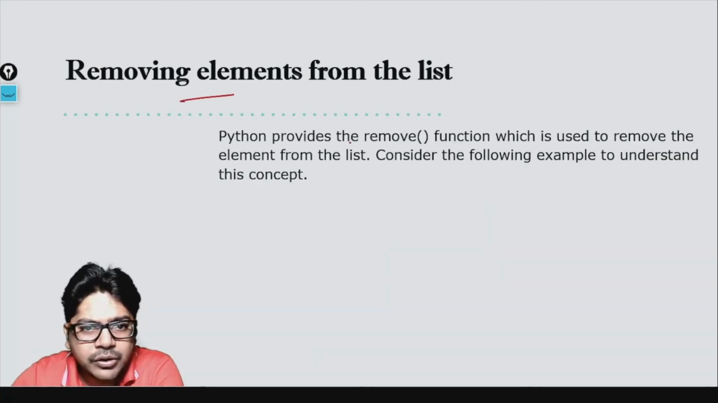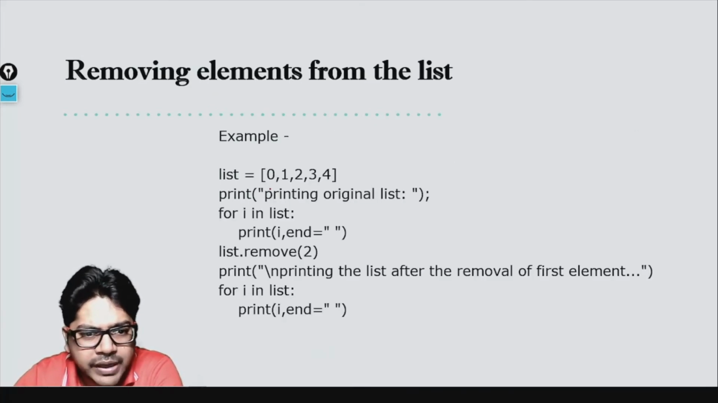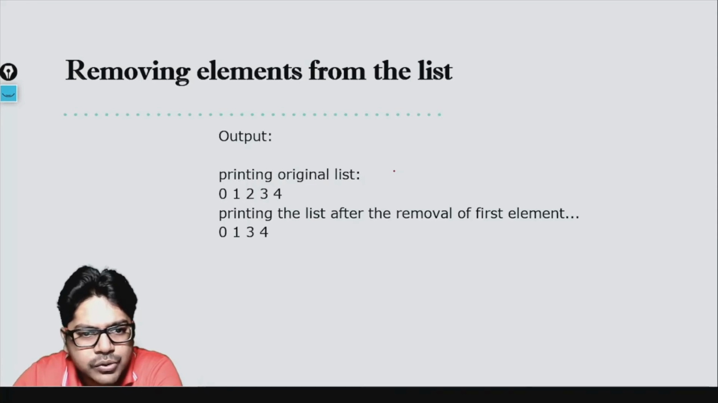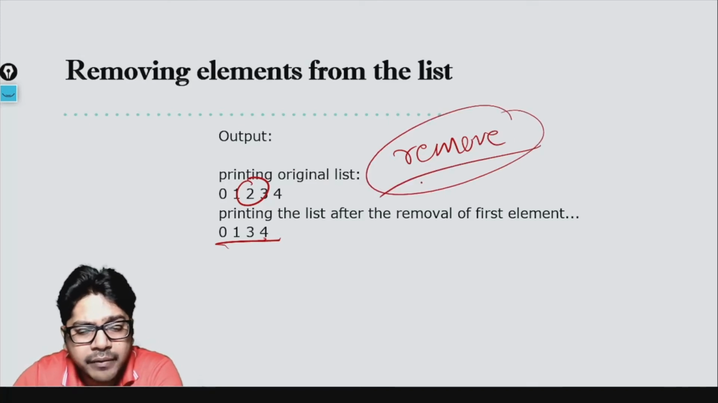Then removing an element. Python provides the remove function which is used to remove an element from the list. This also we have seen. So we have a list here 0, 1, 2, 3, 4, 5. We printed the whole list. Then we are removing 2, and then we are trying to print the list. So we will get 0, 1, 3, 4, 5 because 2 got removed. Why? Because the remove function always removes the element. You do not provide an index there.